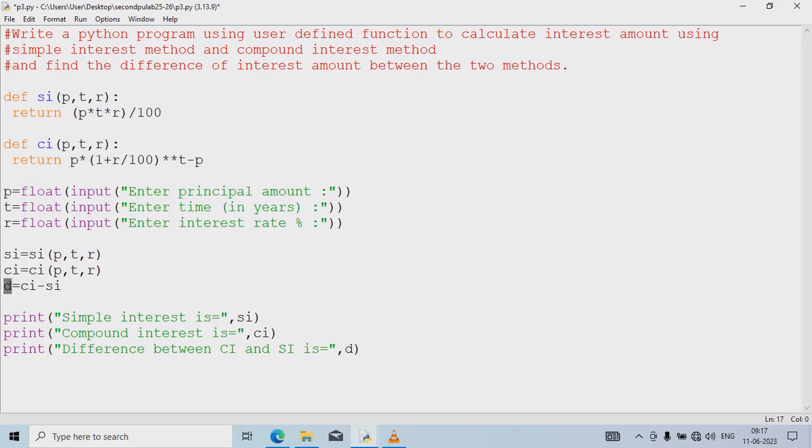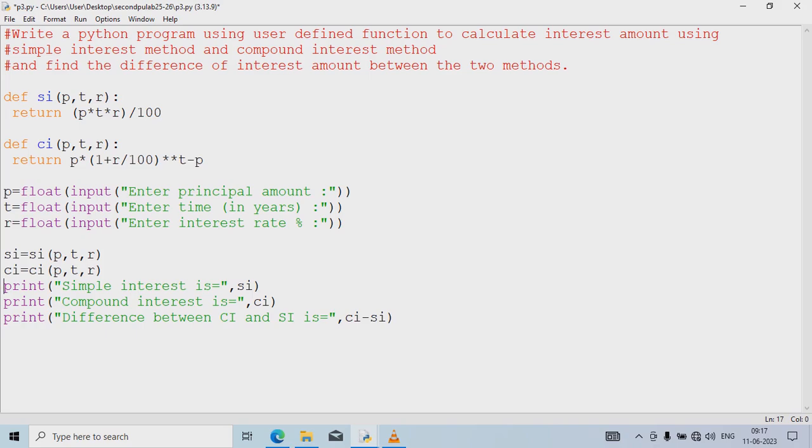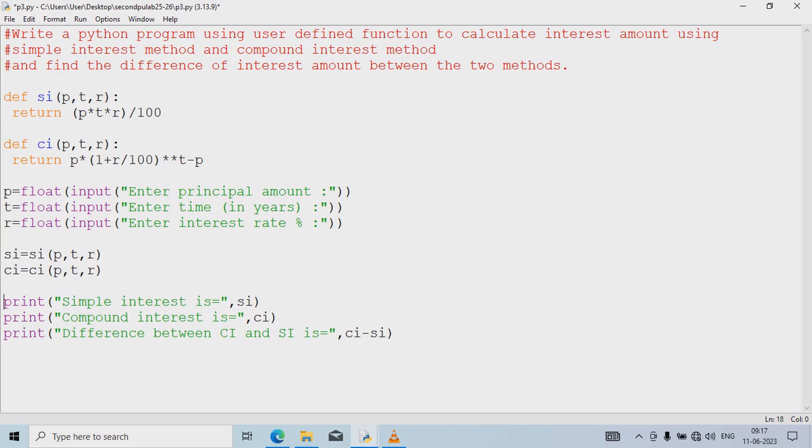Okay, so you can display it over here. Just a displaying part: print simple interest, print compound interest, and print the difference. Here we can reduce one line. Directly we can use this coding over here, instead of writing the same coding multiple times. Now execution part we will see.